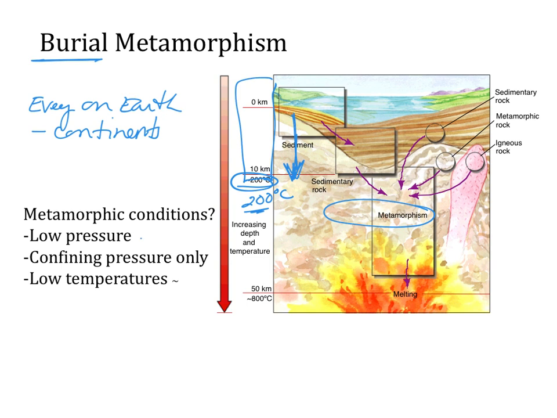But this is a pretty low pressure environment compared to, say, a continental collision. It's confining pressure only, right? There's no directed pressure here, equal pressure in all directions. And we're still at pretty low temperatures. So the metamorphic conditions that the rocks experience as they undergo metamorphism in this area are confining pressure only and fairly low temperatures.